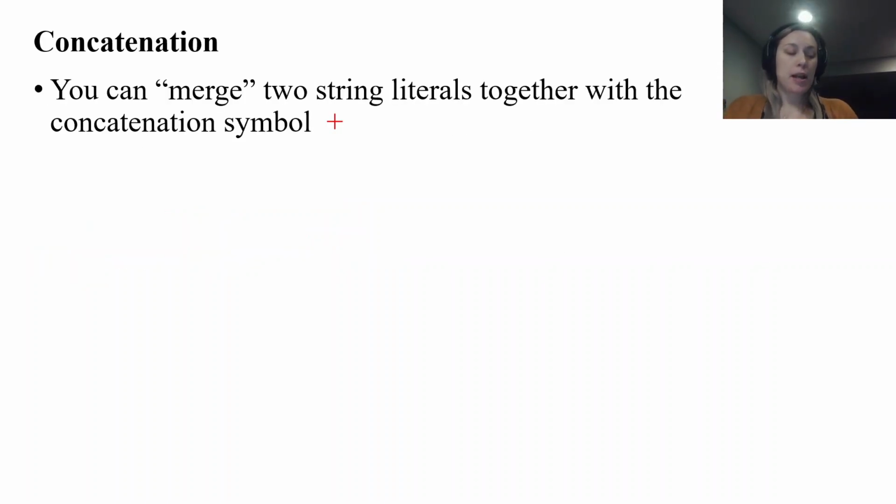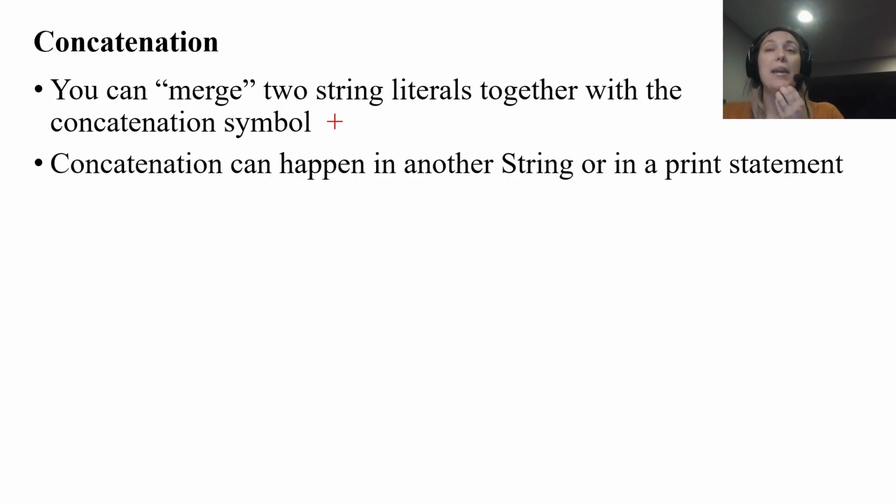Okay, let's get into concatenation. Concatenation is where you can merge two string literals together with the symbol plus. In lesson 1, we saw how you can use the plus sign for regular addition. 2 plus 3, Java's going to print off 5. It'll use that as addition because you have two integers. When you have that plus sign between two strings, it's concatenation, and it basically means just push those two things together. It can happen in another string or in a print statement.